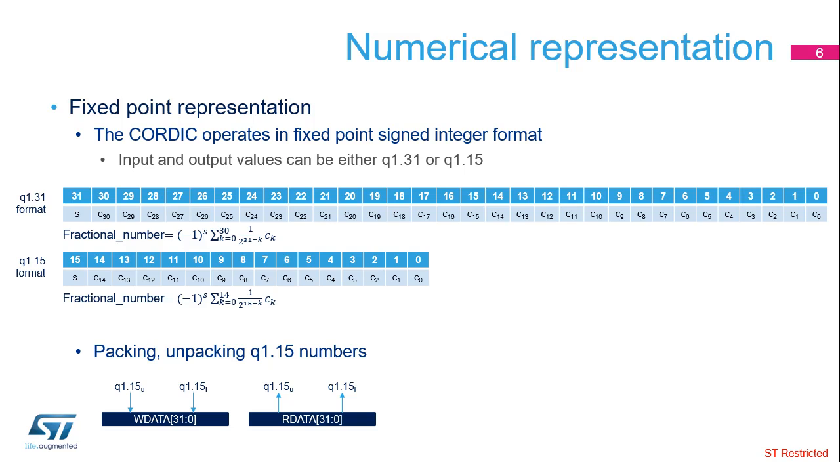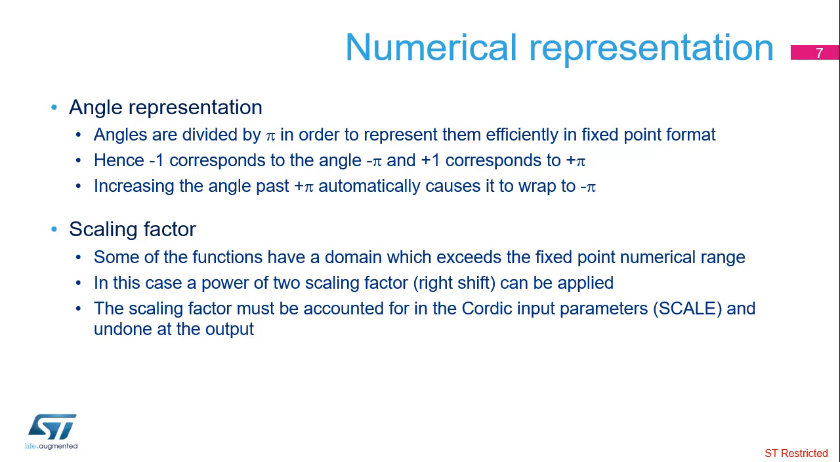In Q1.15 format, the numeric range is -1, 0x8000, to 1 minus 2 to the -15th, 0x7FFF. This format has the advantage that two input arguments can be packed into a single 32-bit write, and two results can be fetched in one 32-bit read. However, the precision is reduced to 2 to the -15th, around 3 times 10 to the -5th. Angles are expressed in radians, divided by pi. Consequently, only the interval -1, +1 is used.